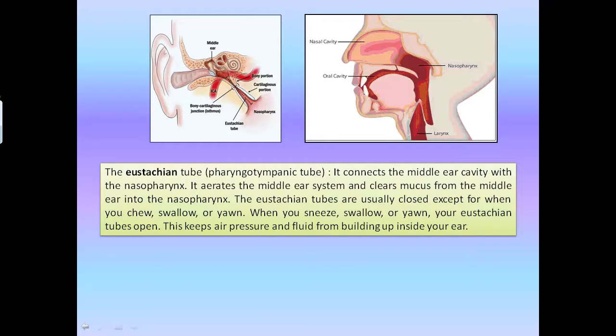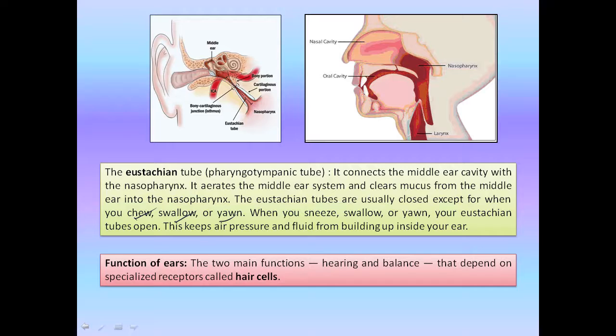Next is the Eustachian tube. It connects the middle ear cavity with the nasopharynx. It aerates the middle ear system and clears mucus from the middle ear into the nasopharynx. The Eustachian tubes are usually closed except for when you chew, swallow, or yawn. When you sneeze, swallow, or yawn, your Eustachian tubes open. This keeps air pressure and fluid from building up inside your ear.